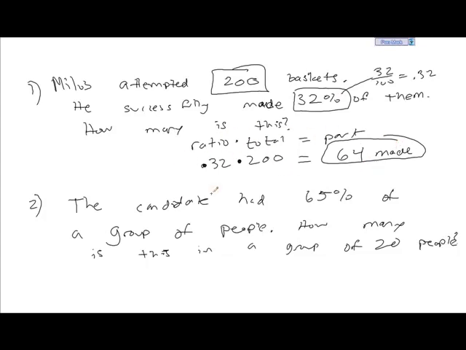Here we're saying in example 2 that the candidate had 65% of a group of people convinced, I should say, or had the votes of 65% of a group of people. How many is this in a group of 20 people? Okay, so again, when I think about ratio times total equals part.